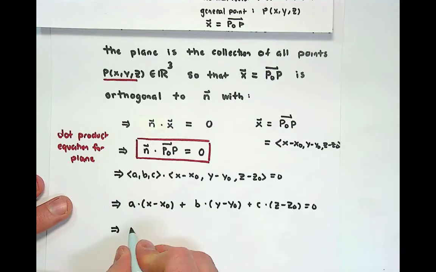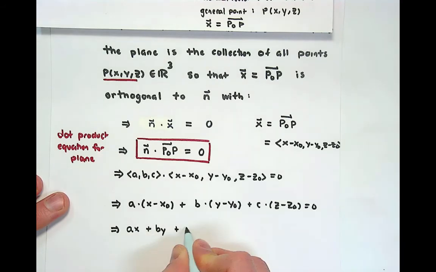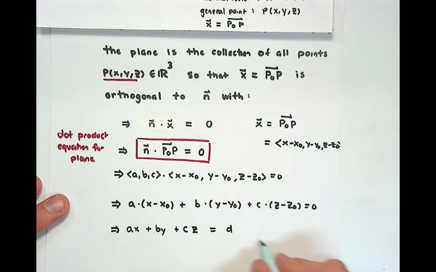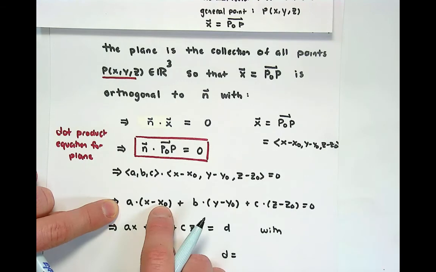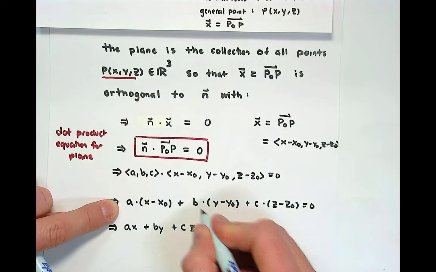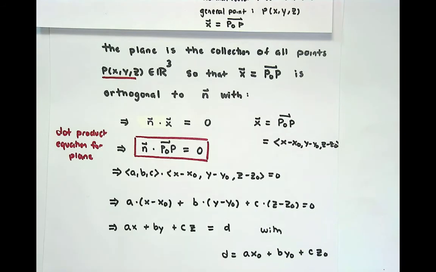And of course we can distribute. This would be ax plus by plus cz equal to d. And in this case, d comes from distributing the a, the b, and the c onto each of the specific coordinates, x naught, y naught, z naught, and bringing it over to the other side. Well, here this would be negative. When I bring it over, it would be positive. The same thing's true with the b, so this would be b, y naught, and then also c, z naught.